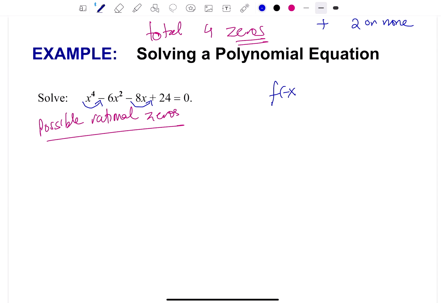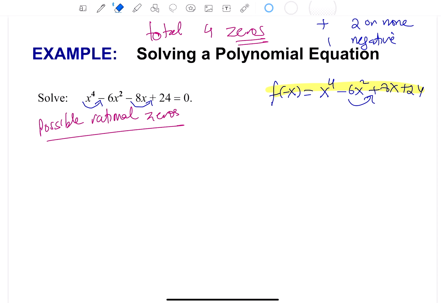And f of negative x will be x to the 4th minus 6x squared plus 8x plus 24. So 1 negative real zero. 1 negative, and either 2 or none positive.